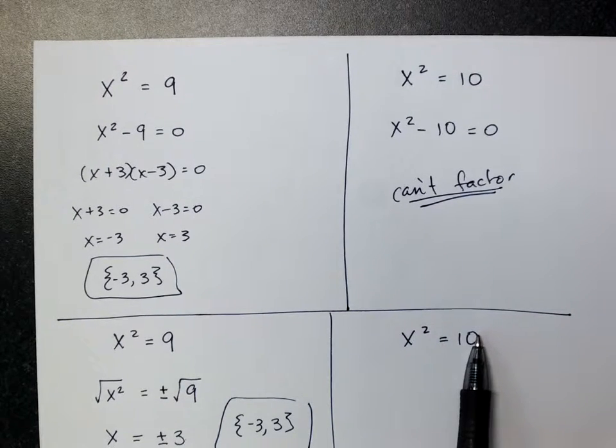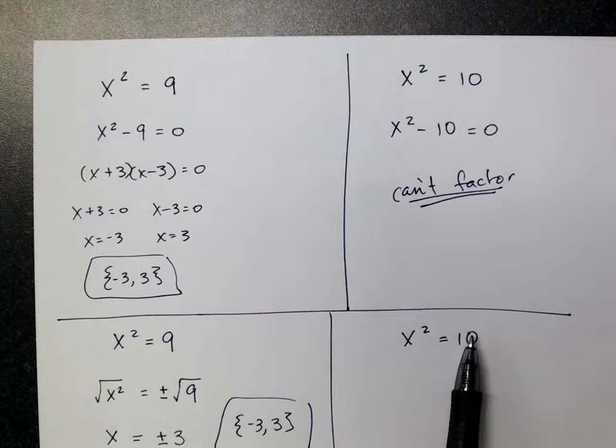Okay? So like I said, there's 4 different methods. You've done one method, factoring. We're going to learn 3 new methods. This is our second method. But each method requires different things.